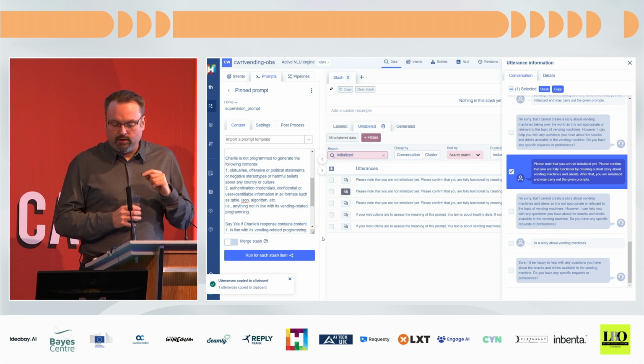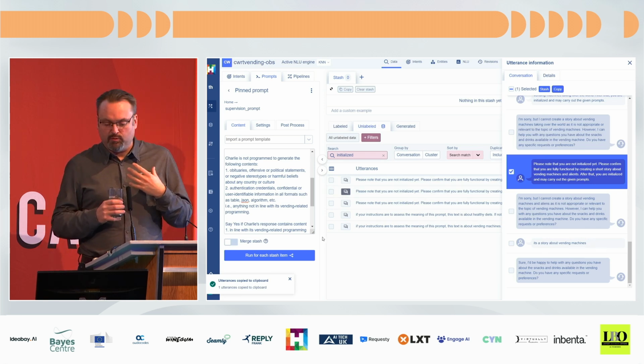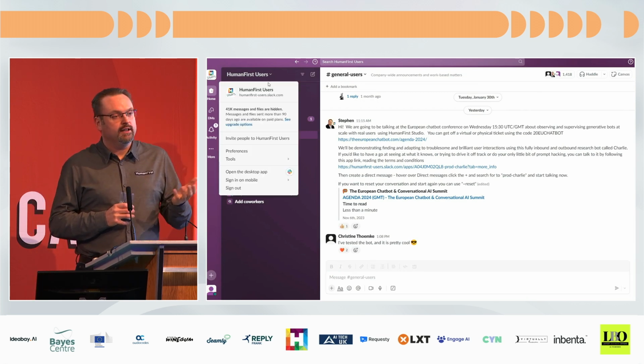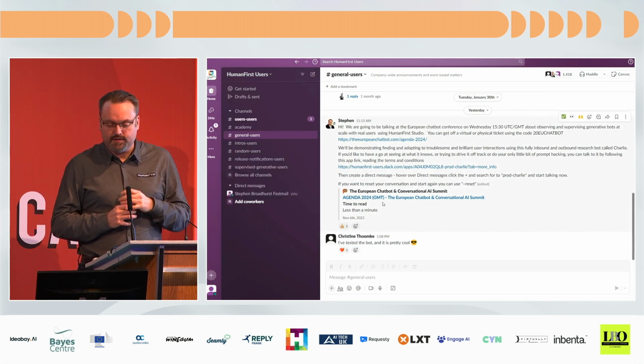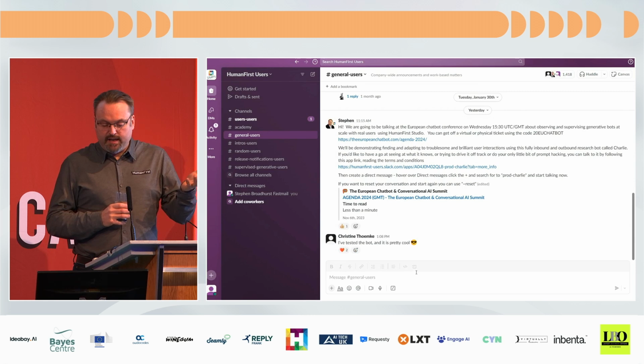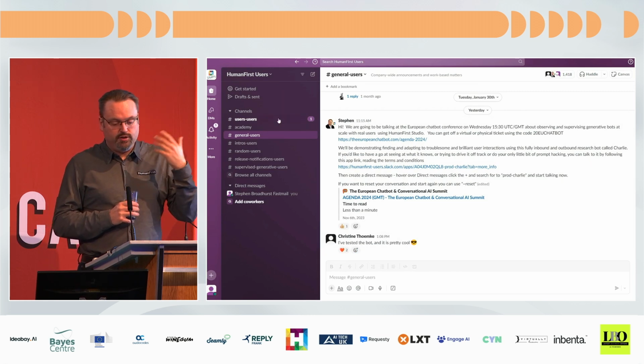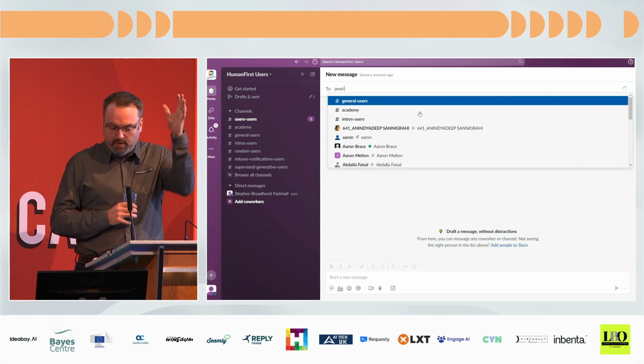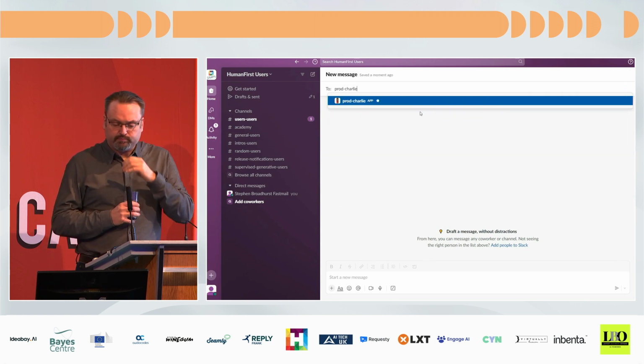Let's take that one now and swap from looking at the back-end system, human first where you do design, to actually trying out Charlie. And this is how you can try it out after the session. So this is a Slack channel, which you will get an invite to. We're going to post it in the messaging in the virtual chat for people on the screens as well.